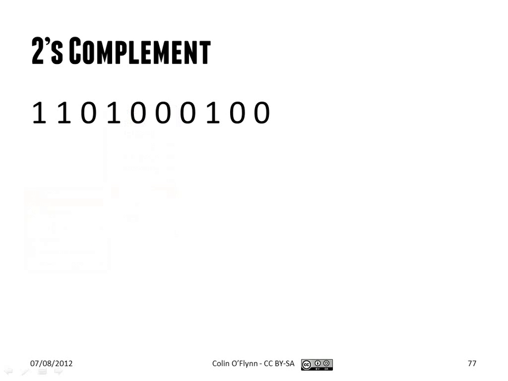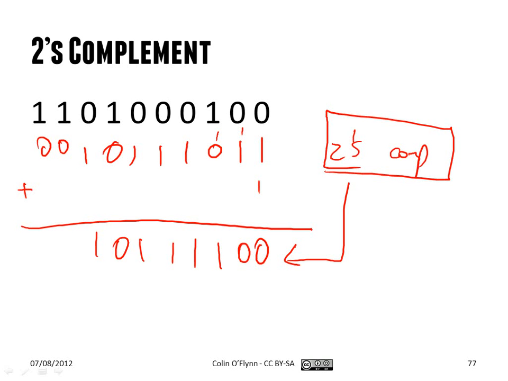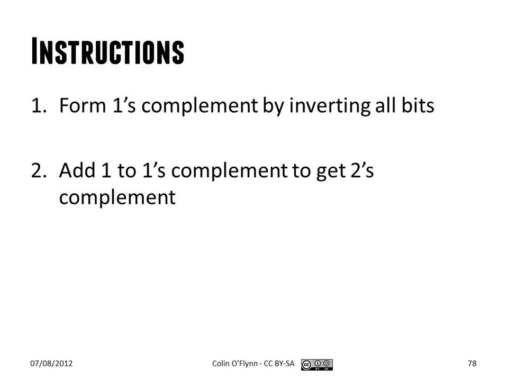You can create the two's complement of a number by inverting it. So, just 1, 1, 0, 1, 1, 1, 0, 1, 0, 0. And then you just add 1. So, in this case, we would get a 0 with a carry, 0, carry, then 1, 1, 1, 1, 0, 1. So this would be the two's complement of that number. And that's the instructions there.